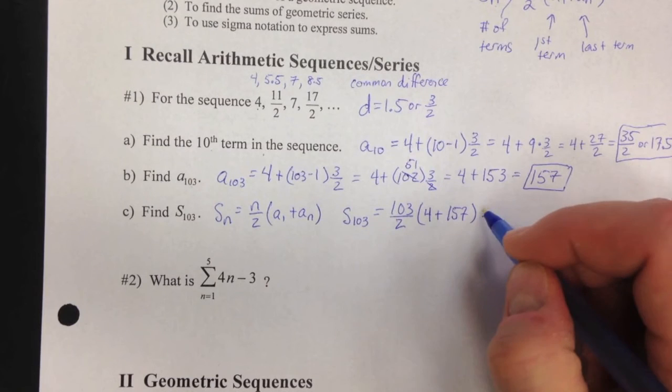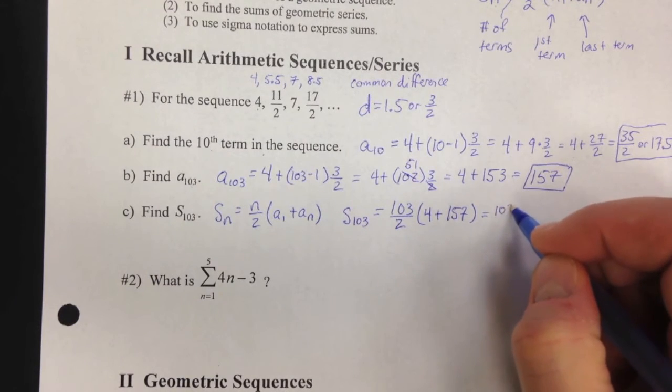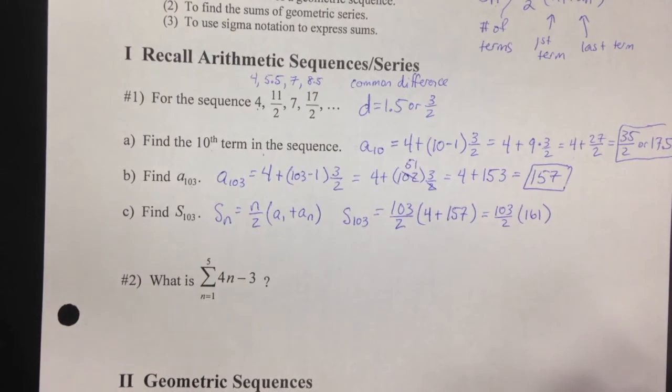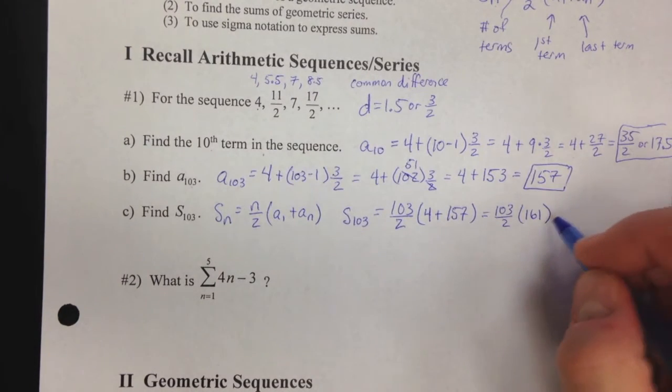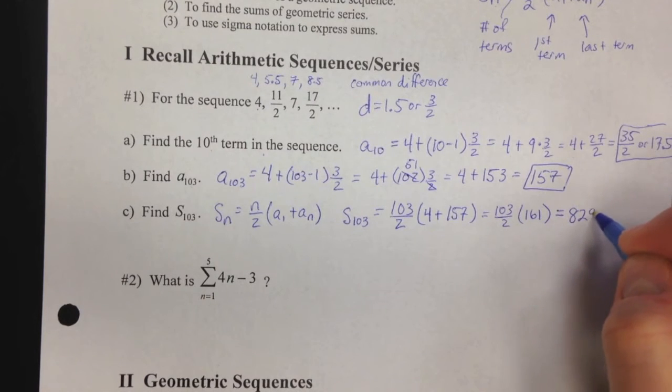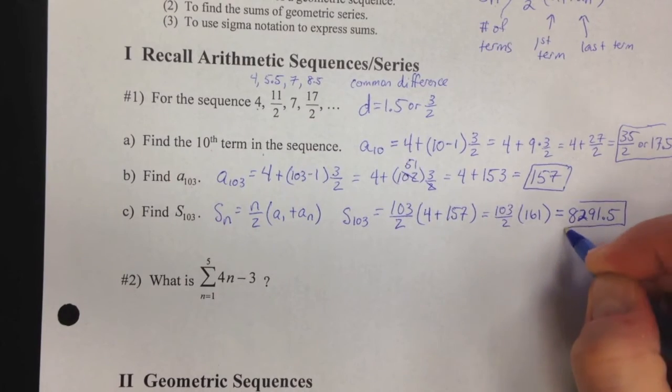So that's 103 over 2 times 161. And when you work that out, this time I will just write it as a decimal. It's going to be 8,291.5. You can check me on the arithmetic.